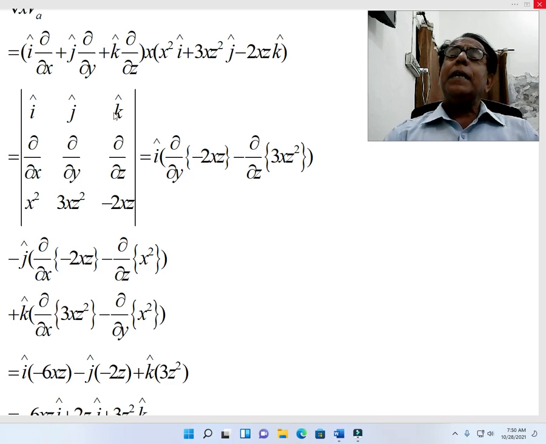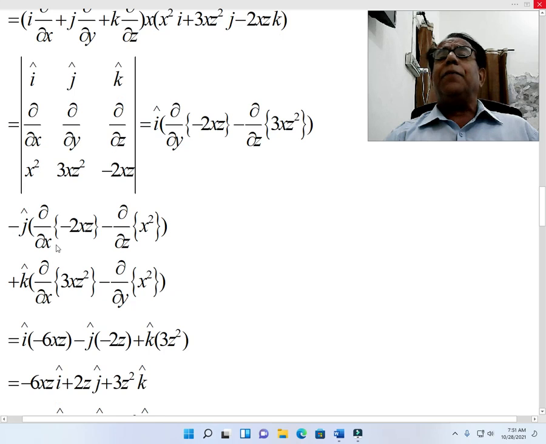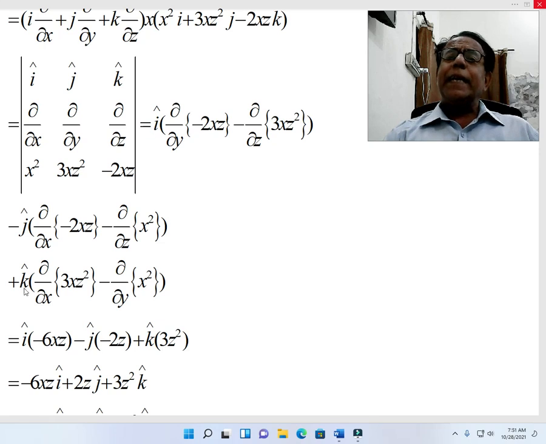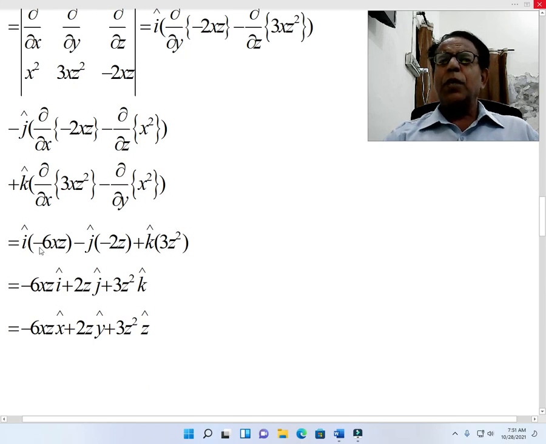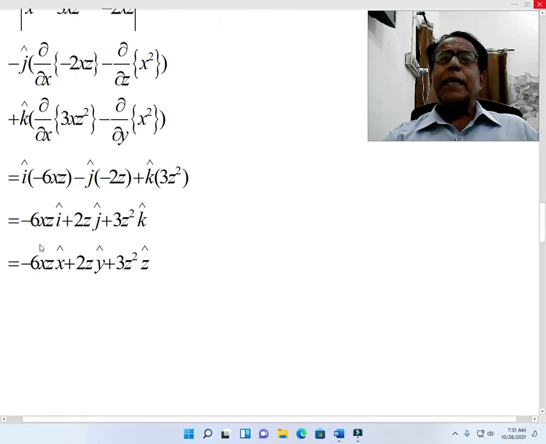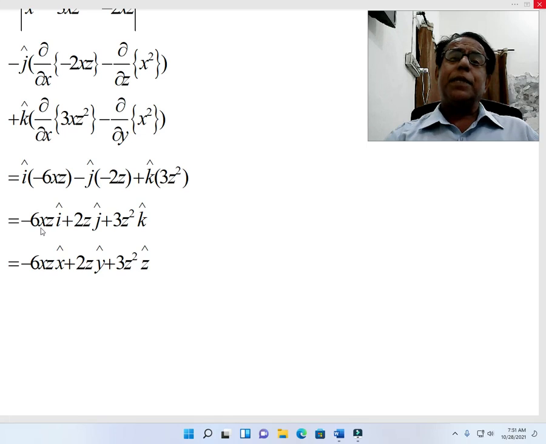Okay, similarly in case of k, we will take minus 1 raised to the power 1 plus 3, because this is first row third column, and this will become minus 1 raised to the power 4, and we know that an even power of minus 1 is always plus 1. So that is why with i and k there are positive signs, but with j there is a negative sign. Now next, this is just a simplification, and our answer becomes minus 6xz i unit vector plus 2z j unit vector plus 3z square k unit vector.